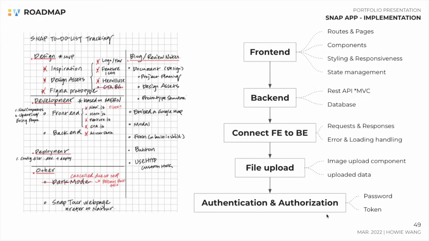So implementation, the whole process. This is my sketch again. This is my notes again. This is the roadmap for this snap app, from front end and back end, and then connecting the front end to the back end, and two features after. File upload I put at the end because it involves both front end and back end. So yeah, I'm going to focus on the front end and back end.